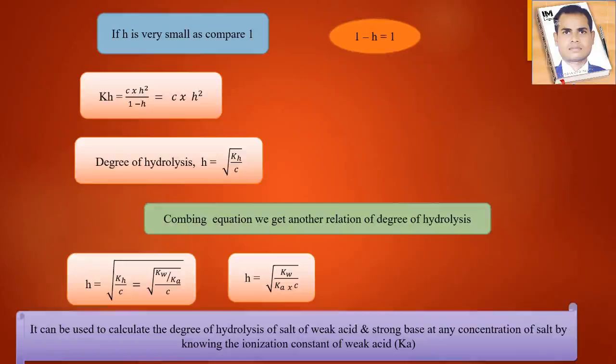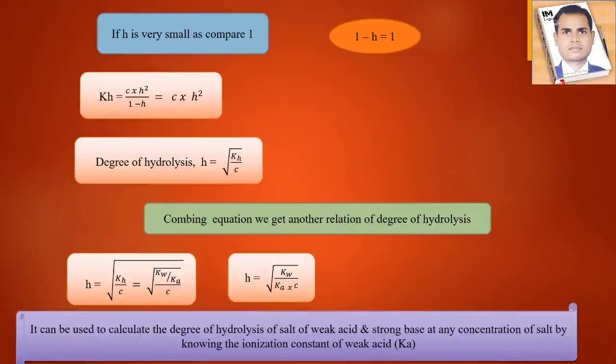And this equation we can use to calculate the degree of hydrolysis of a salt of a weak acid and strong base at any concentration of the salt by knowing the ionization constant of the weak acid. The ionization constant for the weak acid we denote by capital K and small a. So the notations we have to remember: Kh is the hydrolysis constant, h is the degree of hydrolysis, Ka is the ionization constant of the weak acid, and Kb is the ionization constant for the base.